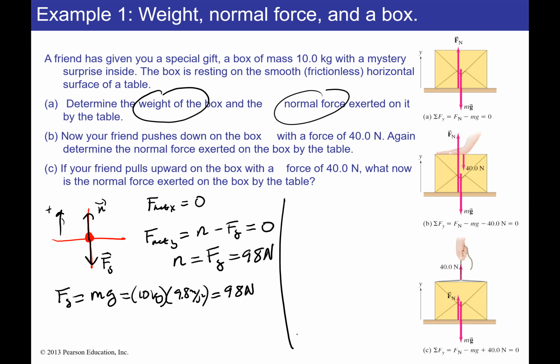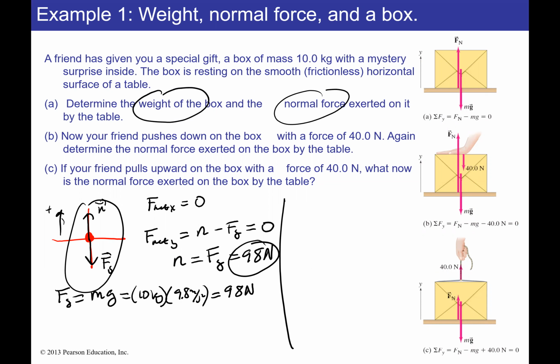So that's part A. Now, next it says, now your friend pushes down on the box with a force of 40 Newtons. Again, determine the normal force exerted on the box by the table. Well, didn't we find the normal force to be 98 Newtons? Well, it was 98 Newtons when it was only those two forces acting on the object.